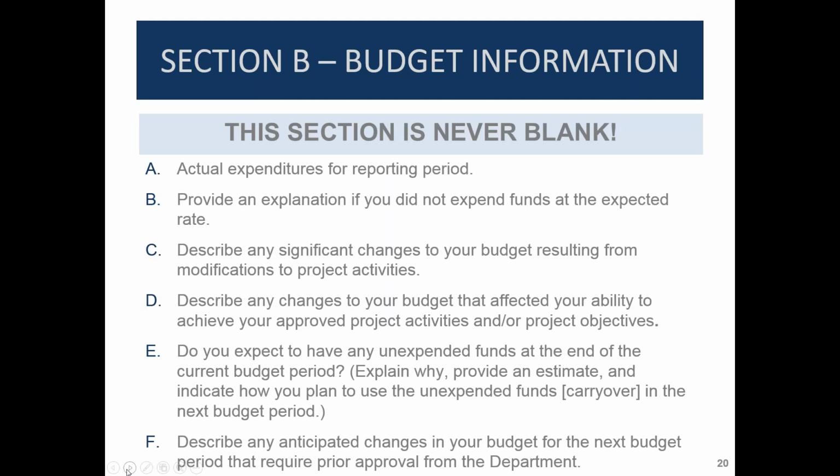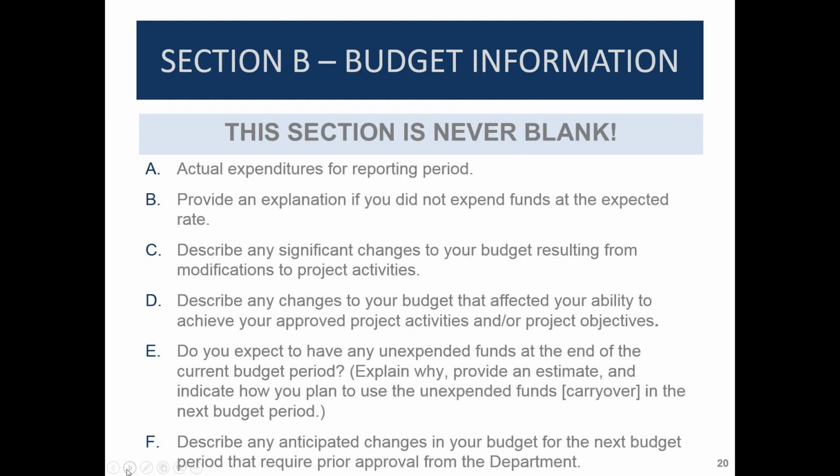You should provide the following information: actual expenditures for the reporting period, provide an explanation if you do not expend funds at the expected rate, describe any significant changes to your budget resulting from modifications to project activities, describe any changes to your budget that affected your ability to achieve your approved project activities and/or project objectives.